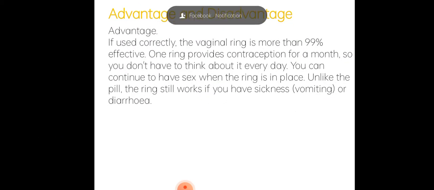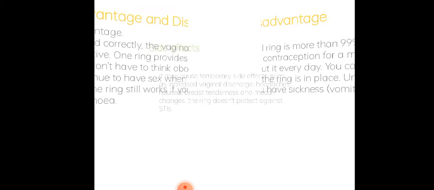The advantages and disadvantages. The advantage: used correctly, the vaginal ring is more than 99% effective. One ring provides contraception for a month, so you don't have to think about it every day. You can continue to have sex with the ring in. Unlike the pill, the ring still works if you have sickness or diarrhea.